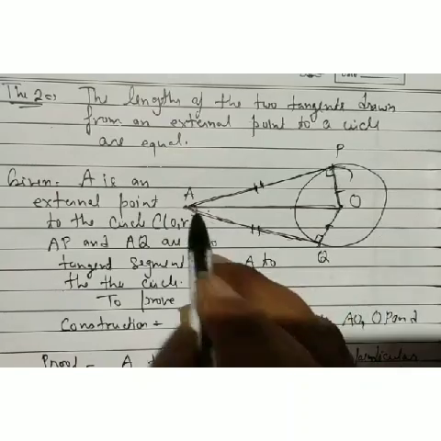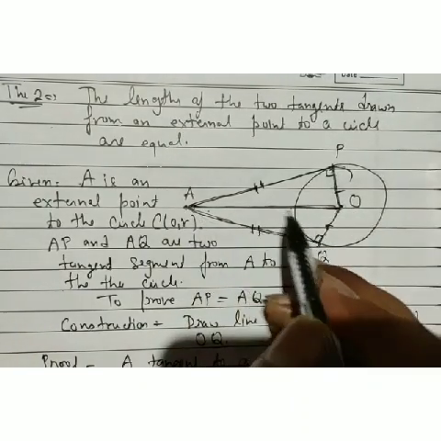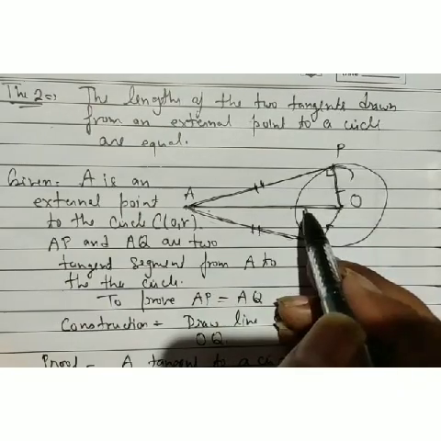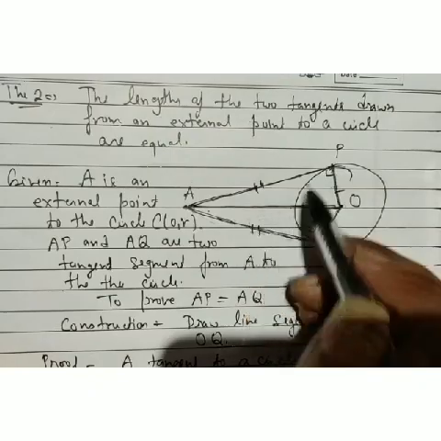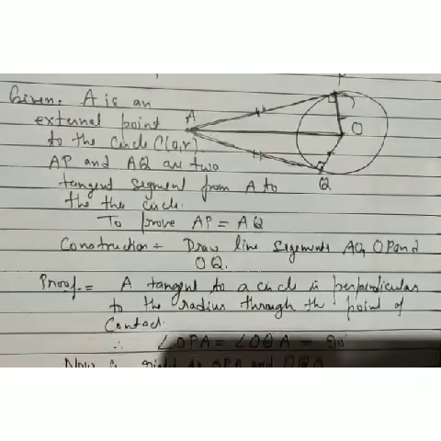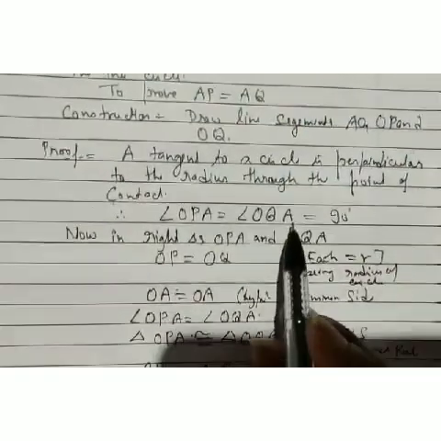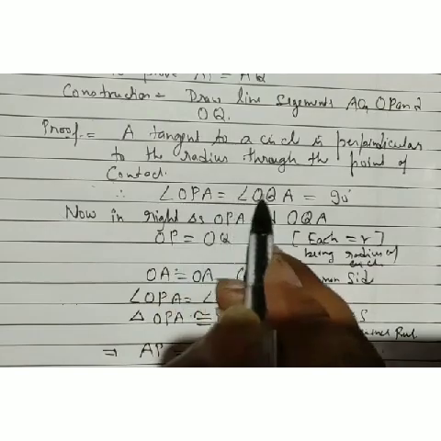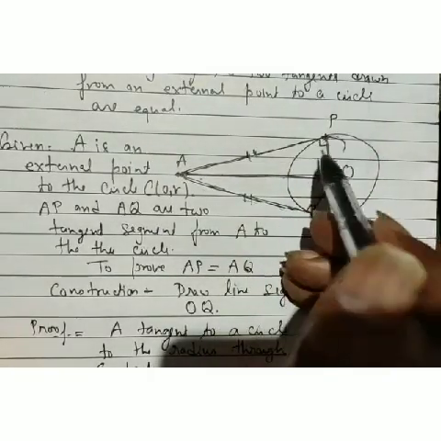Then we do a construction. We join AO, and join OP and OQ. Then we have two right angle triangles, named OPA and OQA. In these two right angle triangles, we show that angle OPA equals angle OQA equals 90 degrees. Why is this 90 degrees? By using our first theorem.